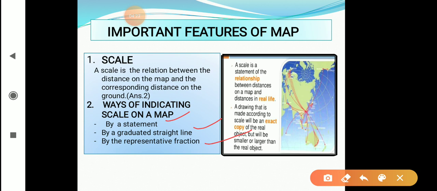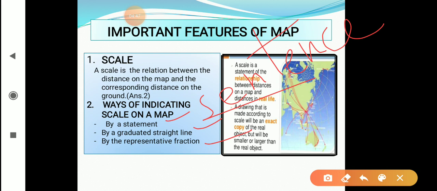Statement scale is a type of map scale expression in which the scale is expressed in the form of a written statement.